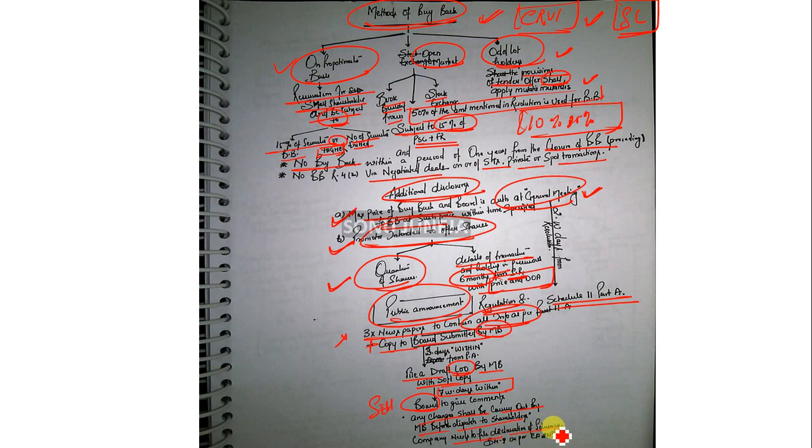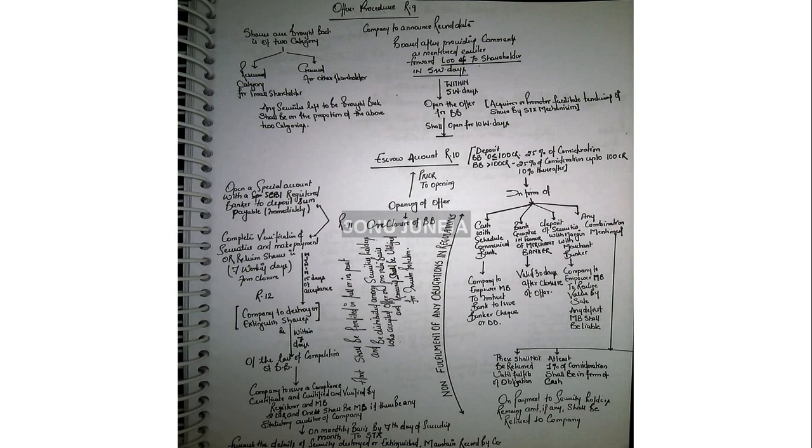The company needs to give a declaration of solvency in Form SH9 as per the Companies Act 2013, that the company will not go insolvent post buyback. Going further, we have the offer procedure, regulation 9. The shares to be bought back are of 2 categories: reserved for small shareholders and other shareholders. Any security left to be bought back shall be on a proportionate basis of the above 2 categories.